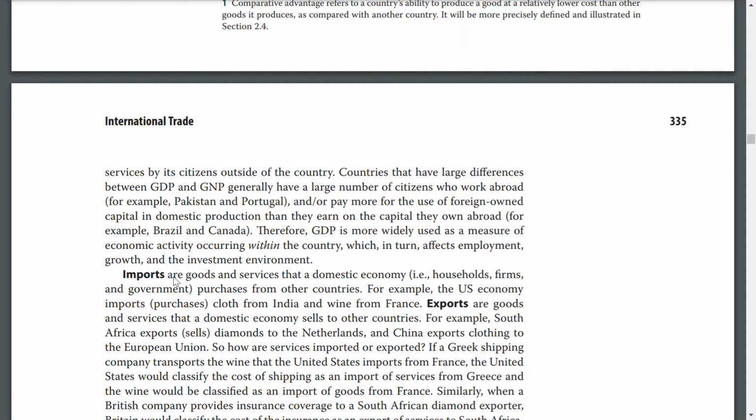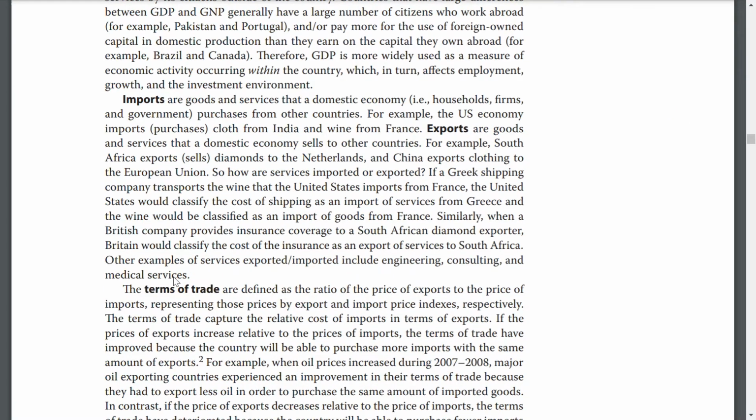Imports are goods and services that a domestic economy, i.e., households, firms, and government, purchases from other countries. For example, the U.S. economy imports, or purchases, cloth from India and wine from France. Exports are goods and services that a domestic economy sells to other countries. For example, South Africa exports, or sells, diamonds to the Netherlands, and China exports clothing to the European Union.